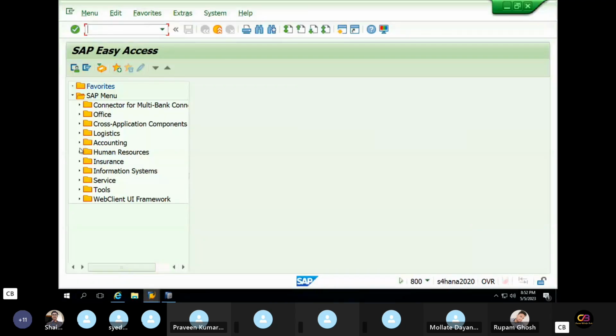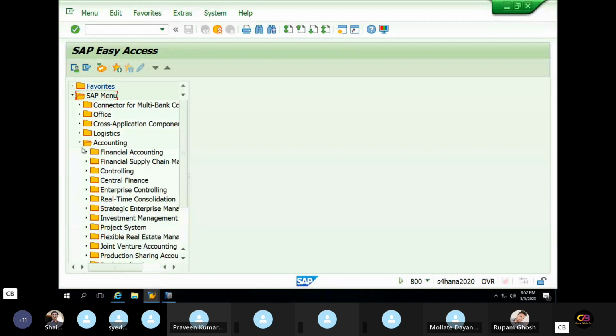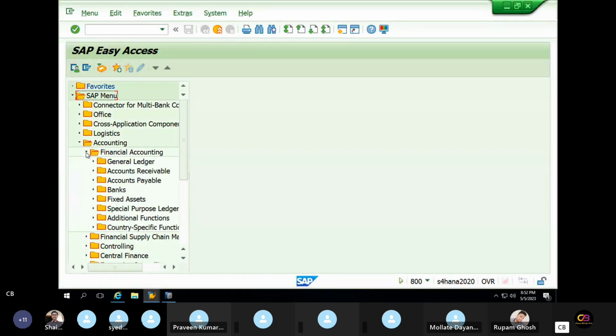Okay, so you want to check SAP FI submodules and CO submodules. Here you just go to accounting, then financial accounting. Here you will see general ledger, accounts receivables, accounts payables, banks, fixed assets, special purpose ledger. These are the submodules of SAP FI. Apart from that, travel management is also there.